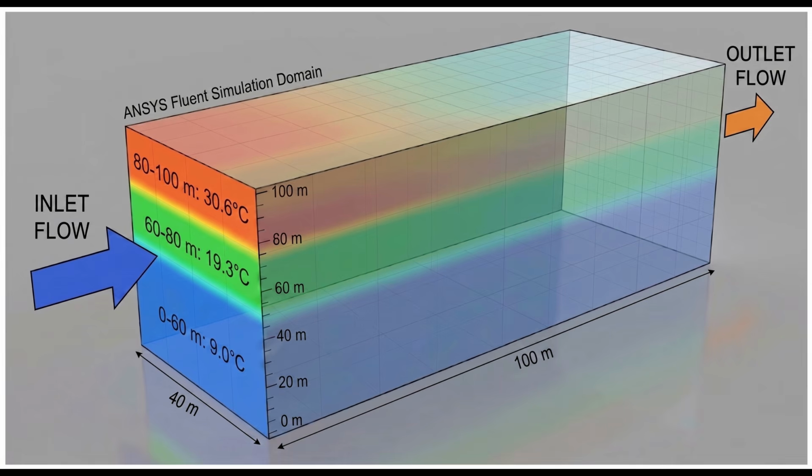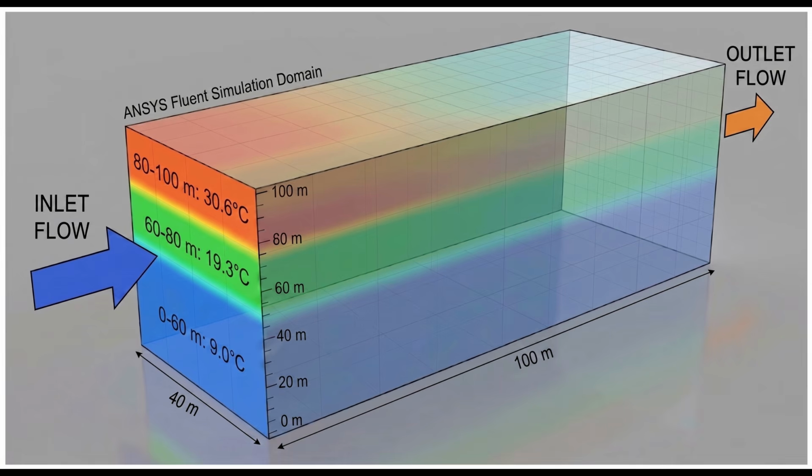If you consider bottom as the 0 meter to 60 meter, it is having a temperature of 9 degrees Celsius, and from the 60 meter to 80 meter, the temperature is 19.3 degrees Celsius, and from 80 meter up to 100 meter, that is the top sea level, it is 30.6 degrees Celsius. In this video, we are going to see how we could define 3 layer temperature at the inlet.